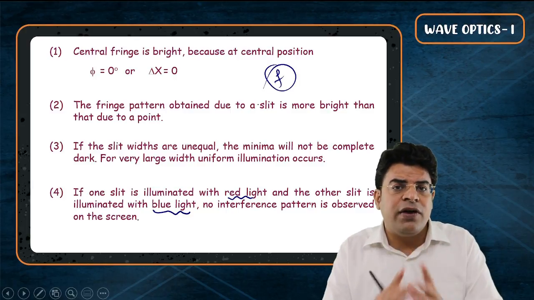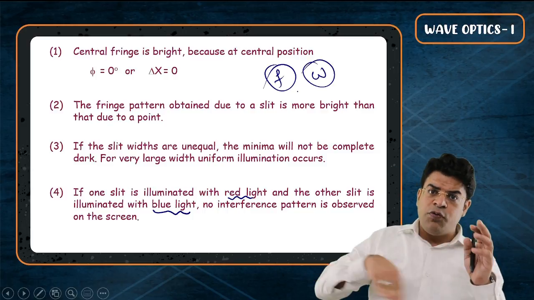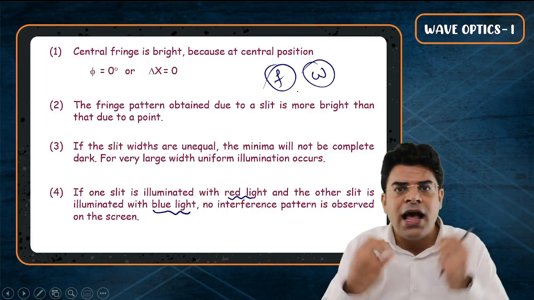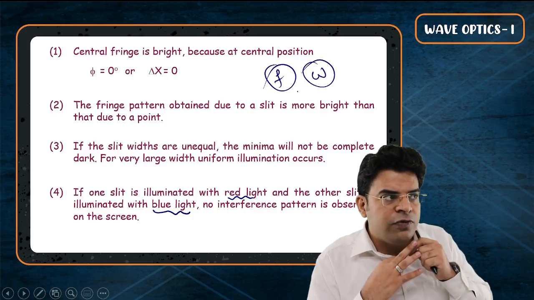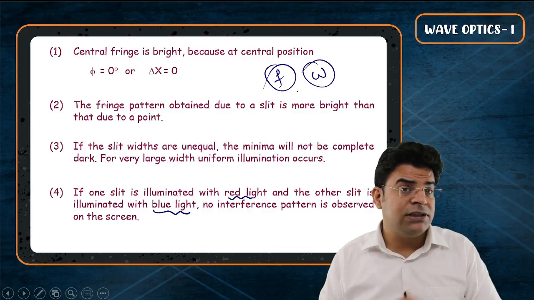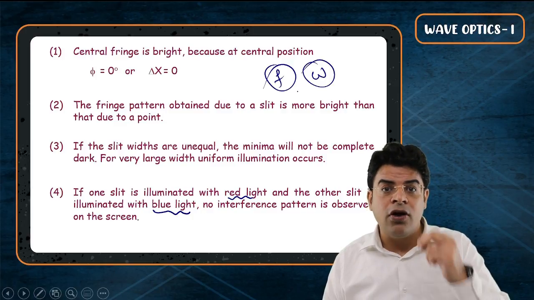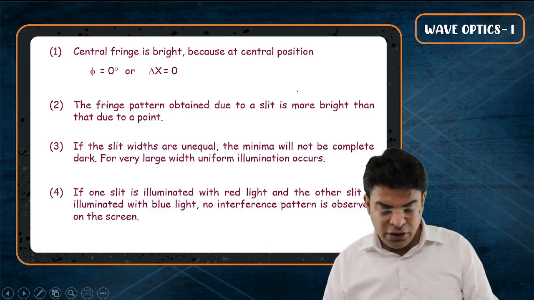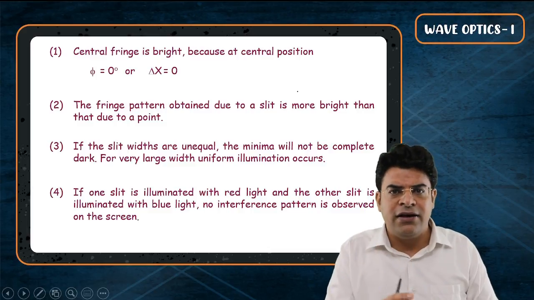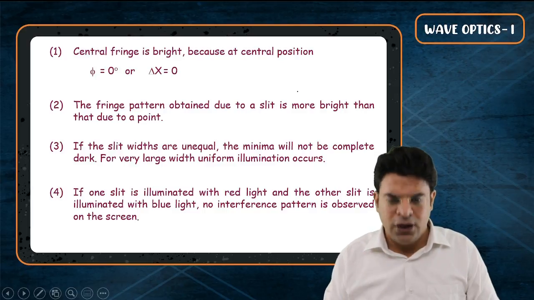As they have different frequencies, they will have different angular frequencies. So their rates of change of phase angle will be different, and they can't have a constant phase difference. Since they can't have a constant phase difference, it won't give rise to an observable interference pattern. So if two different colors of light come out of the two slits, you are not going to see any interference pattern at all.